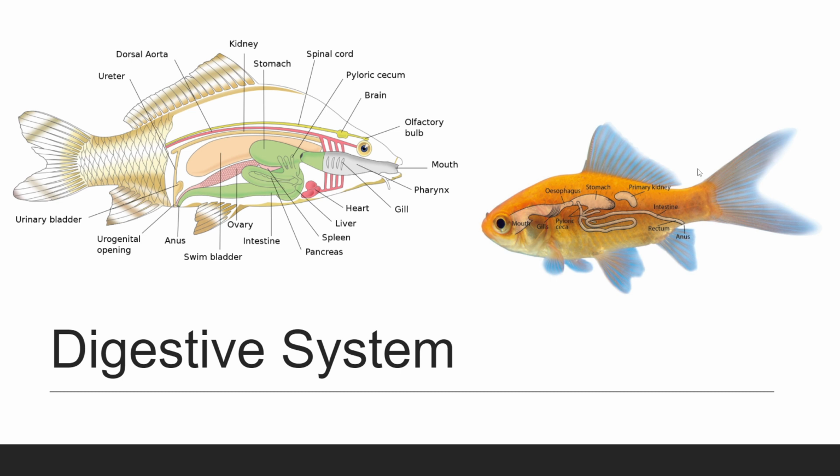Something we can't see on the right image is the liver. The liver would be close to the pyloric cecae, and it's going to produce bile and send it to the gallbladder.